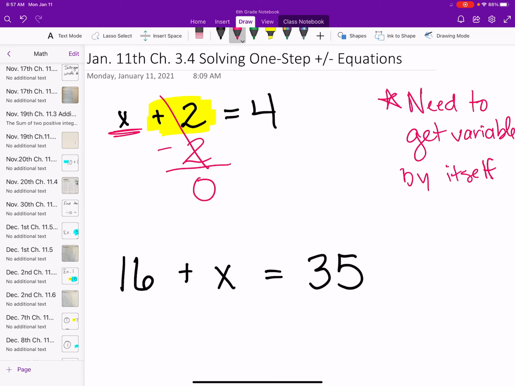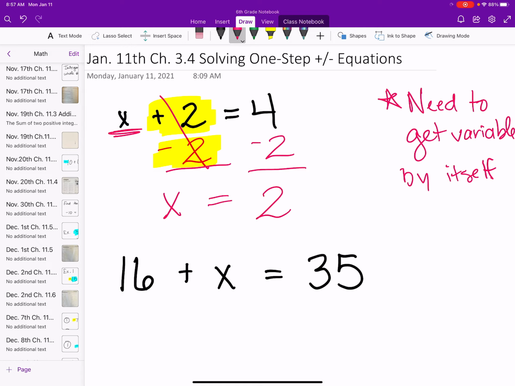You don't even have to put the 0, but I want you to get into the habit of writing like I've written, 2 minus 2, cross it out. That shows me that you've canceled that out, and all that's left on this side is just x. So if I did minus 2 on one side of the equal sign, I have to do minus 2 on the other side of the equal sign. So I take 4 minus 2 is equal to 2.